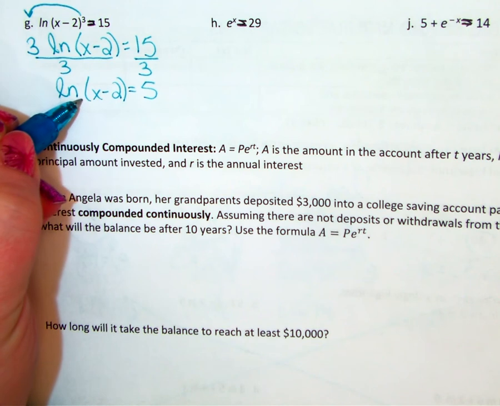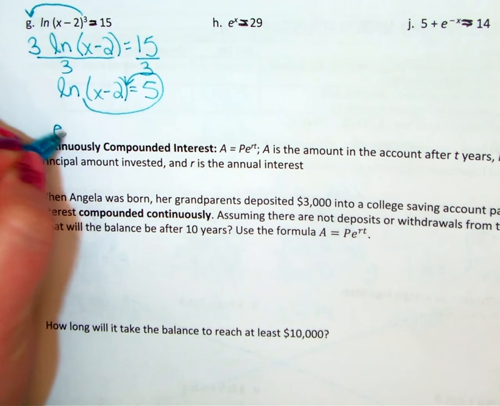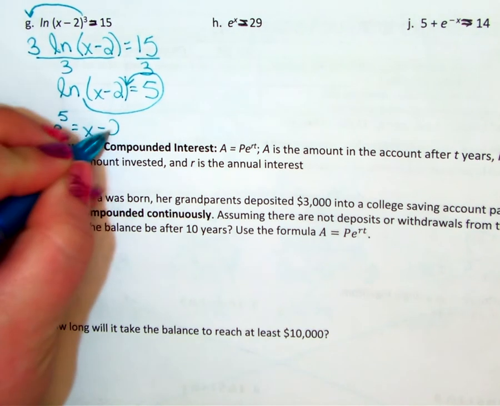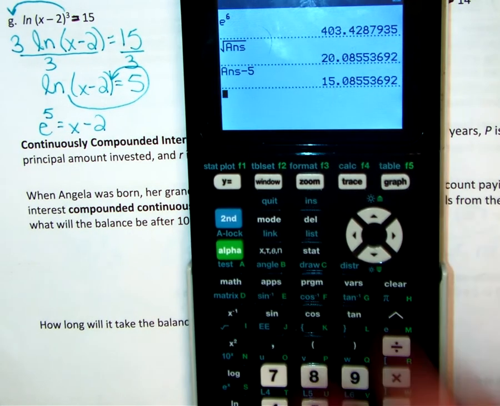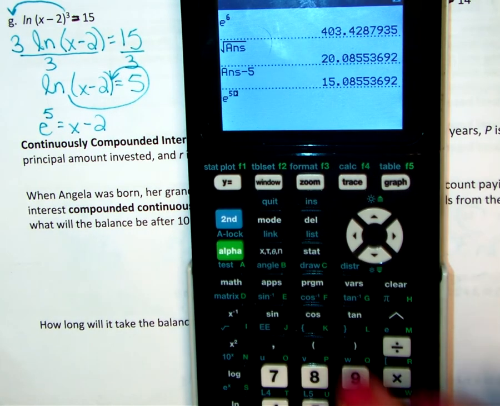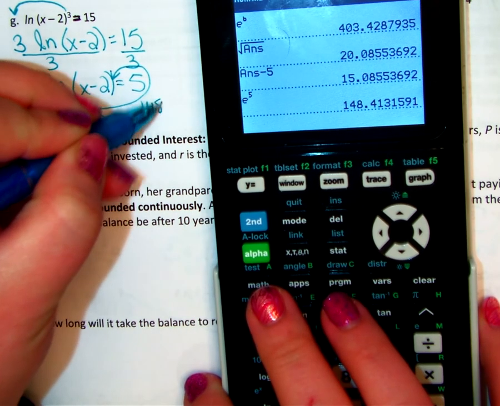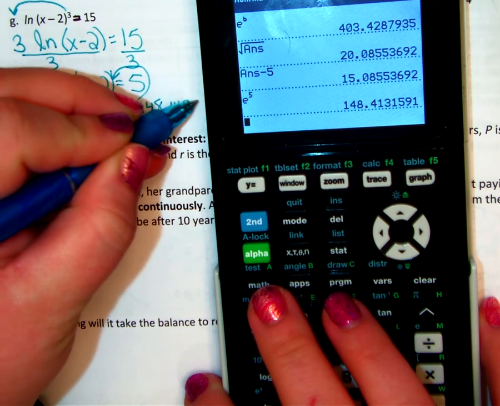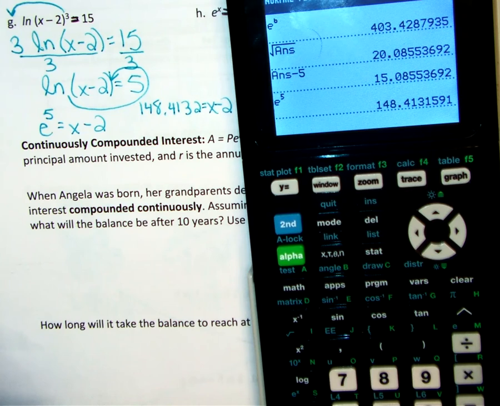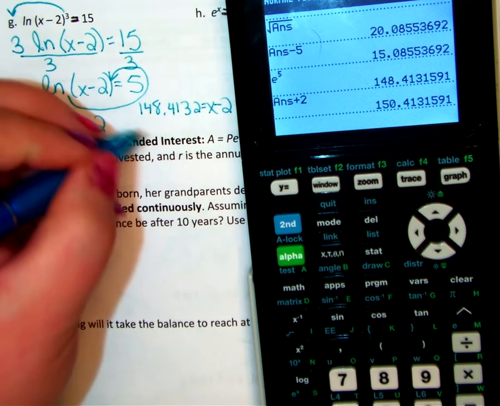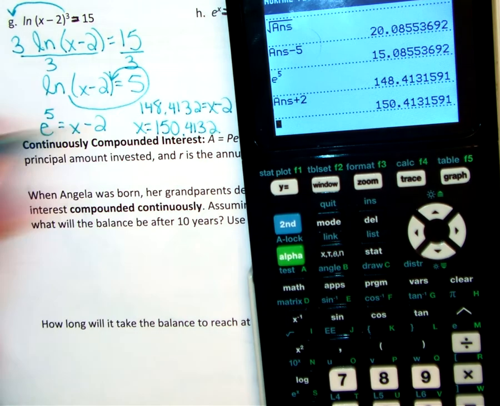And now it's time to change forms because my natural log is alone again. So e to the 5th power equals x minus 2. We can calculate out what e to the 5th power is. Second natural log, 5th power. And that gave us 148.4132 equals x minus 2. So I need to add 2 to both sides. So that x equals 150.4132.